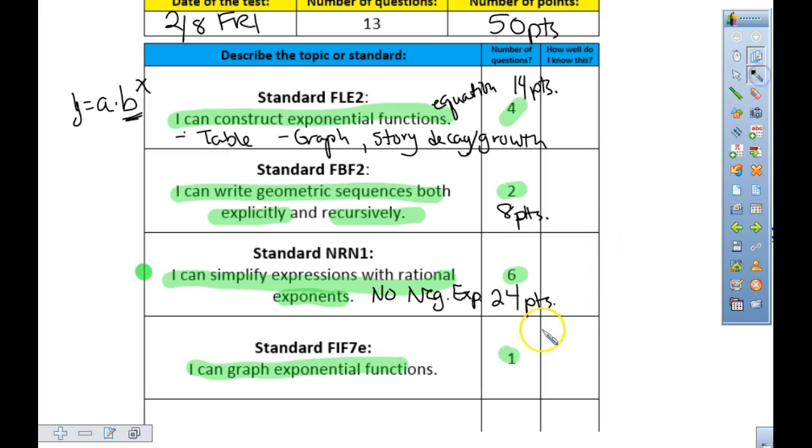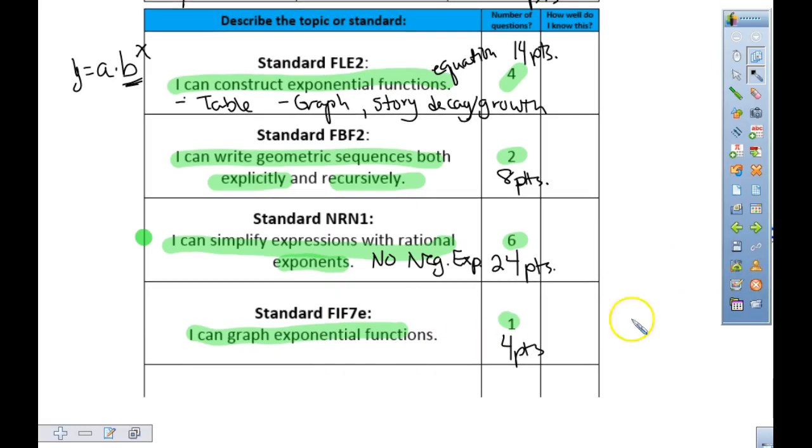That one question is going to be 4 points. You're going to be asked to graph an exponential function. So you want to know what scale to use, so you're going to make an XY table. So when you graph that, you should be telling me the values from -2, -1, 0, 1, 2. You're going to find your y value.